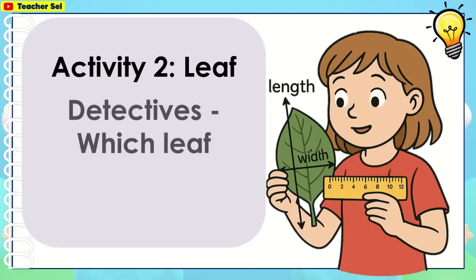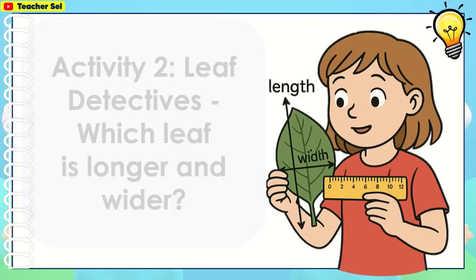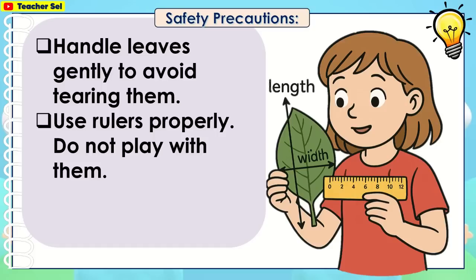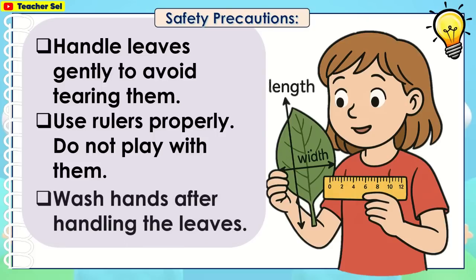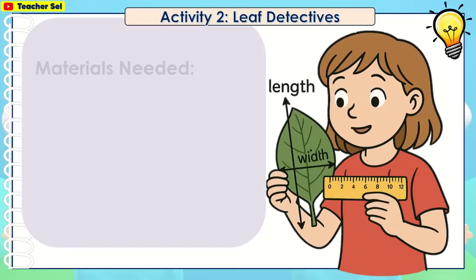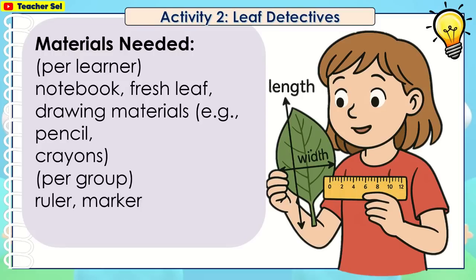Let's have activity 2, leaf detectives. Which leaf is longer and wider? For safety precautions, handle leaves gently to avoid tearing them. Use rulers properly. Do not play with them. Wash hands after handling the leaves. Materials needed per learner: notebook, fresh leaf, drawing materials, example given pencil, crayons. And for per group, we have ruler, marker. The duration of this activity is good for 20 minutes.